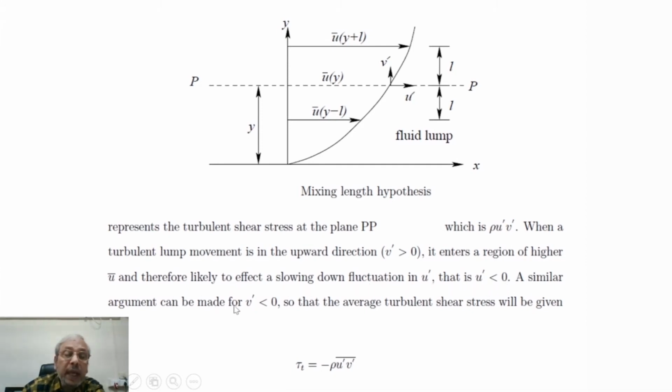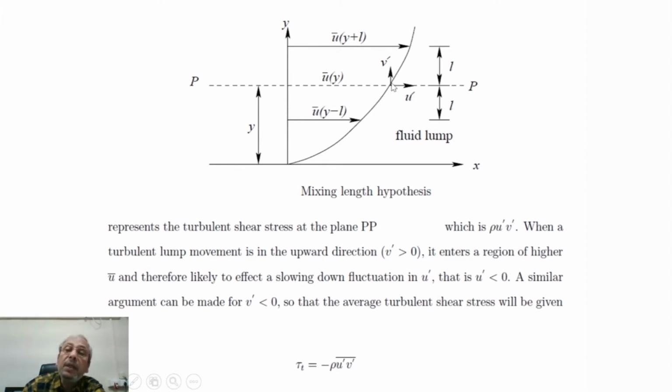A similar argument can be made when v' is negative. When v' is negative, that means v' is coming to the immediate lower layer, and in the immediate lower layer the average u velocity is less than this layer. So this momentum will try to accelerate the lower layer. So in the lower layer, u' will be positive because of negative v'.